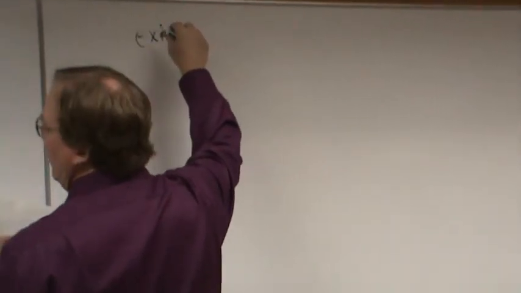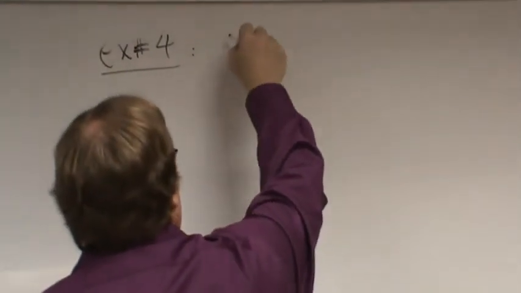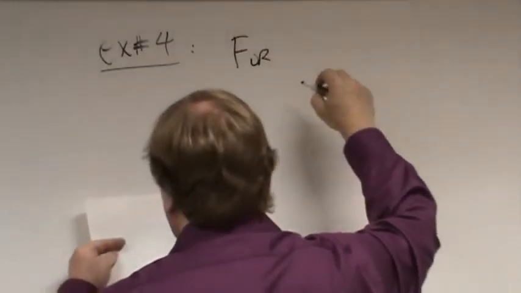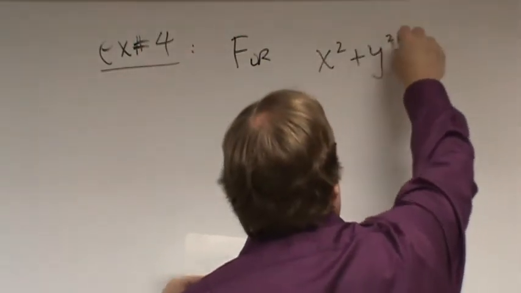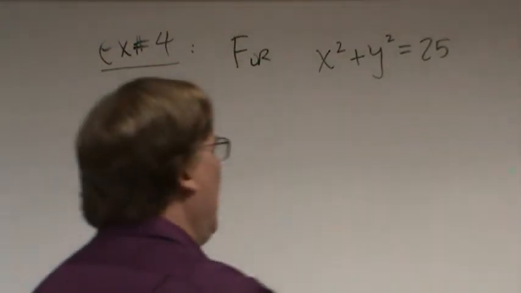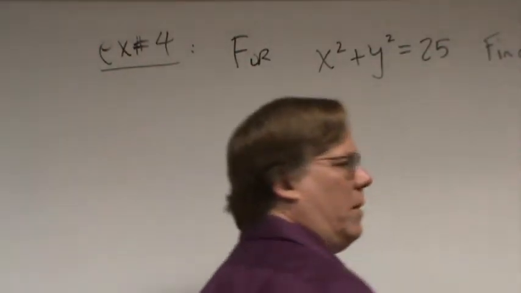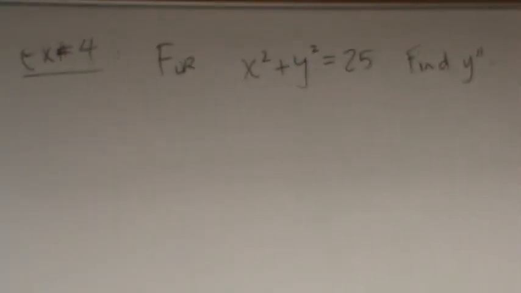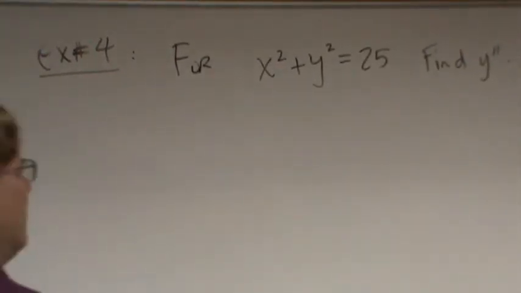Example number, what the heck are we on, 3 or 4 or something? Example 5. For x squared plus y squared equals 25, find y double prime. Okay, find y double prime. Well, as you know, to find the second derivative, step 1 is to find the first derivative. So let's go ahead and do that.